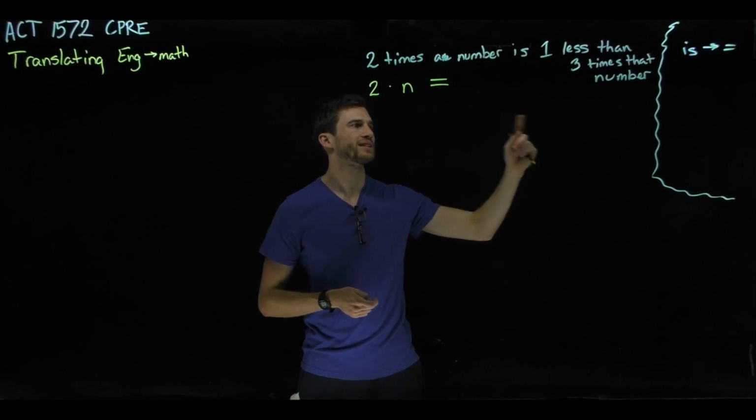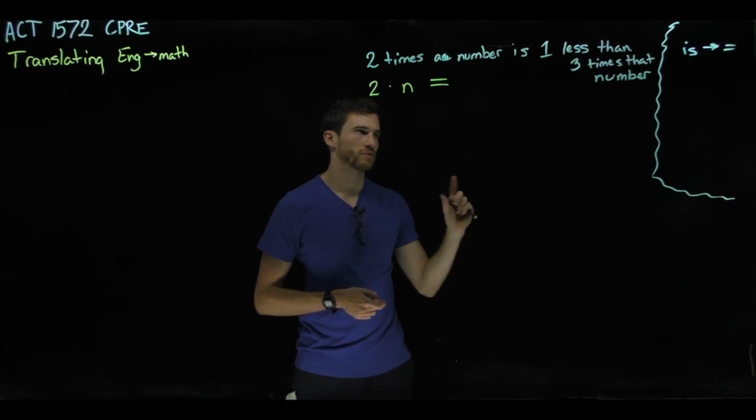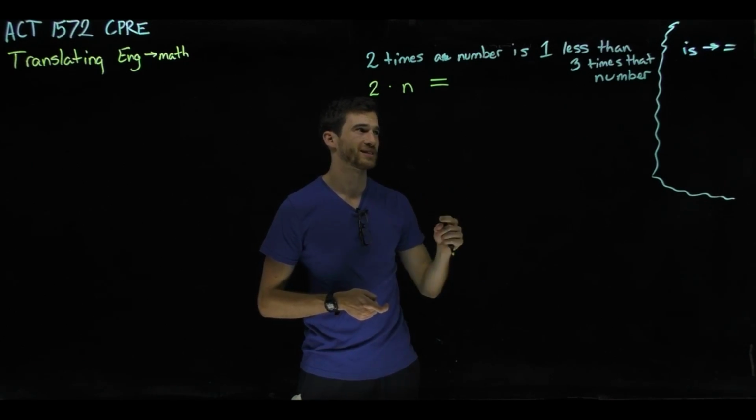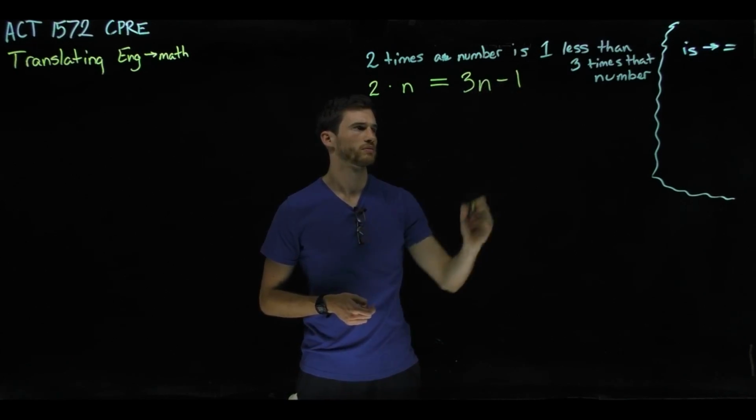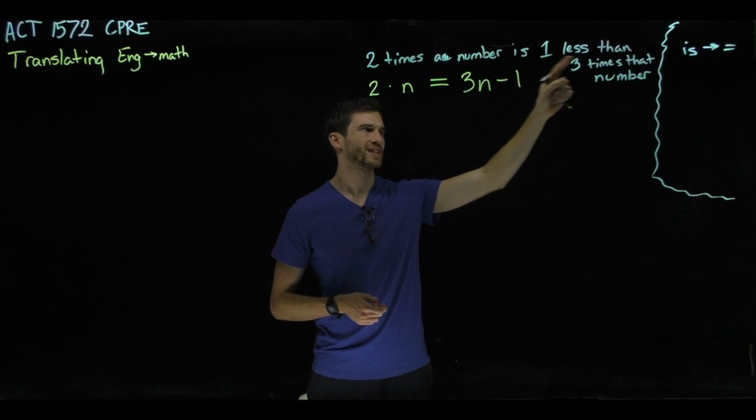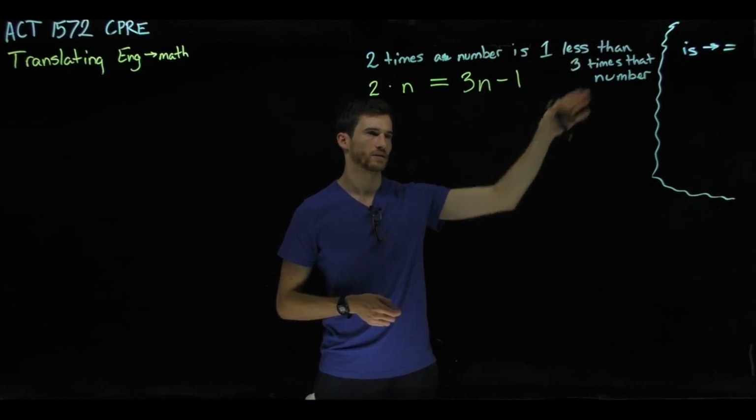1 less than 3 times that number. So we have to think about the ordering here. It's not going to be 1 minus 3n. It's going to be 3n minus 1. Right? 3 times that number, 1 less than that. Is 1 less than 3 times the number.